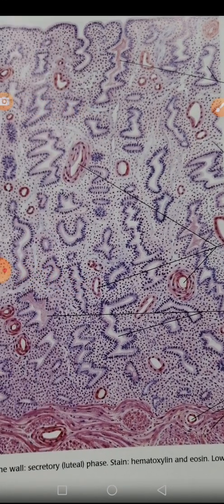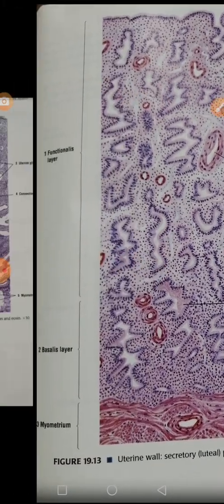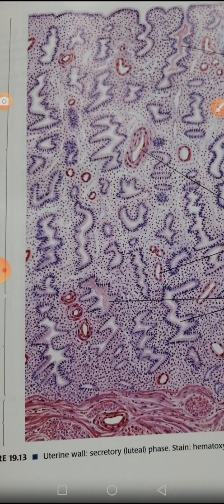Also the coiled arteries are there, and now you also draw the coiled arteries in the superficial portion, because the spiral arteries have now almost grown till the level of the surface. In the proliferative phase, at the end of it, when the thickness was 3 millimeters, while the coiled arteries did grow, they did not reach the superficial 1/3 portion.